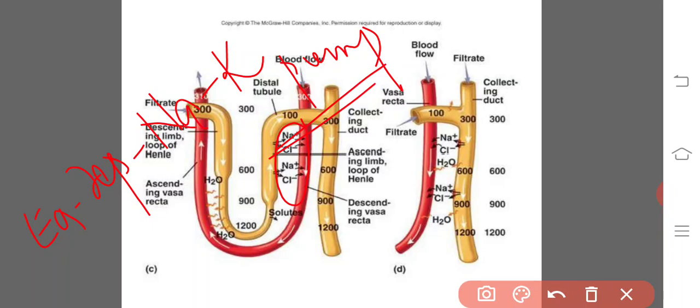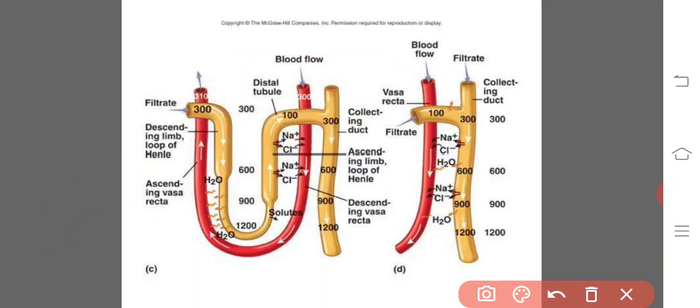And now the main important thing occurs: the descending limb of the Henle's loop pulls the water from the collecting duct. It pulls the water from the collecting duct towards the descending limb, and the water which is released from the collecting duct mixes with the blood vessel, otherwise the vasa recta.